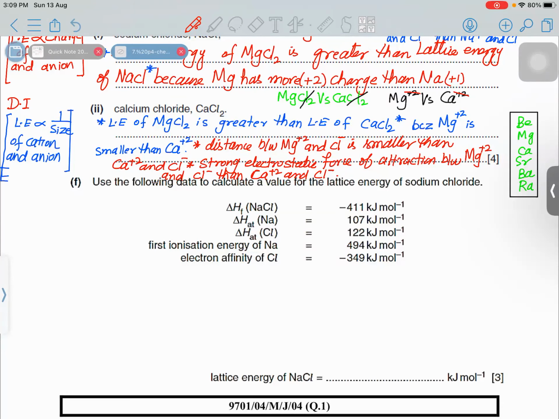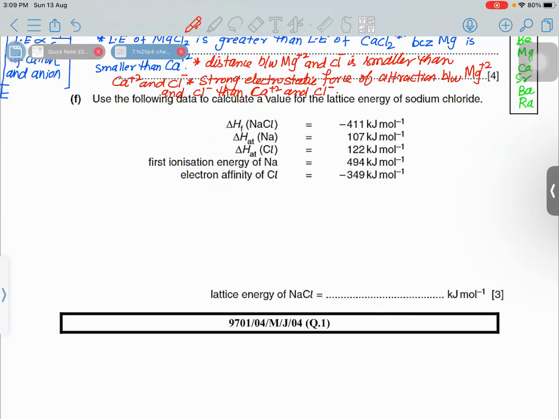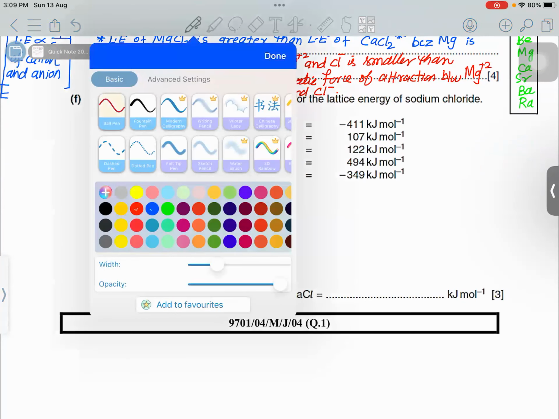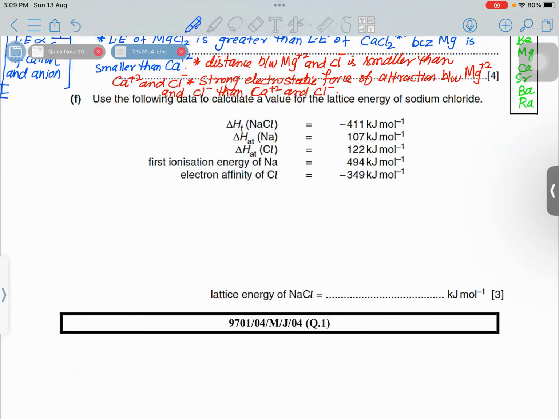Okay. Now, numerical of lattice energy. Now, I am trying to form lattice energy of sodium chloride. You have sodium solid. First, you convert sodium into sodium gaseous. Can you tell me what is the name of the energy? So atomization of sodium. Can you tell me the value? 107 kilojoule per mole. 107.